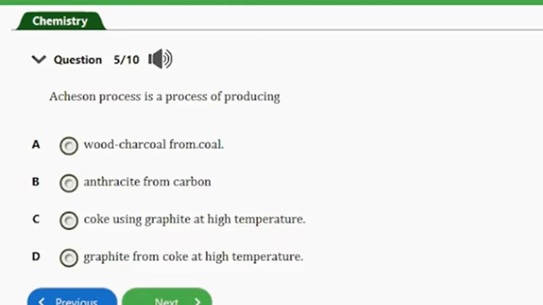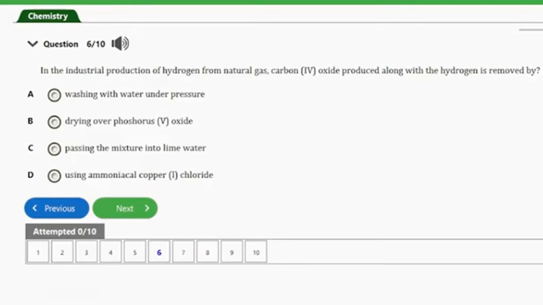Due to the high demand for graphite, it is actually produced industrially by heating coke in an electric furnace to a very high temperature, within 20 to 30 hours. So this process is actually the Acheson process, and that's it for that question. That's option D here. Graphite is actually formed from coke in this process. So let's consider the next question.